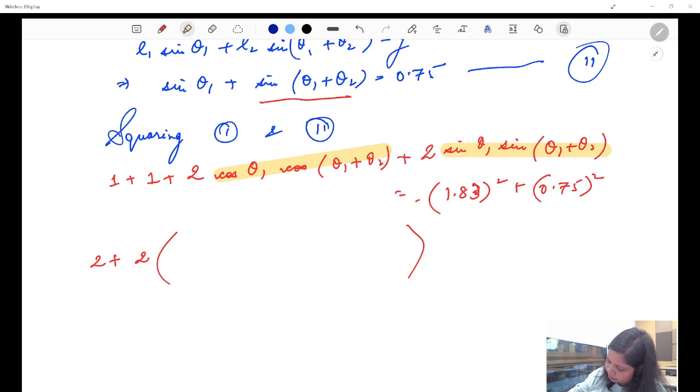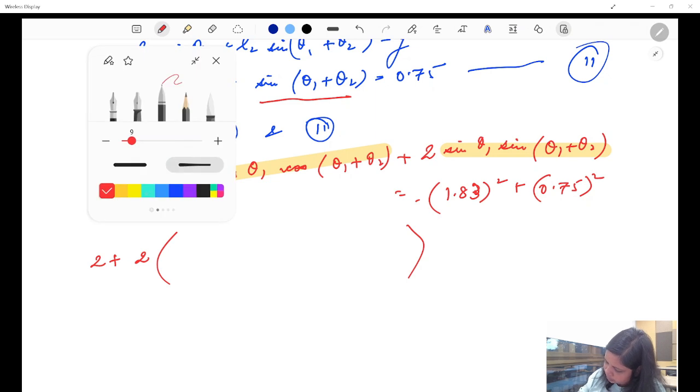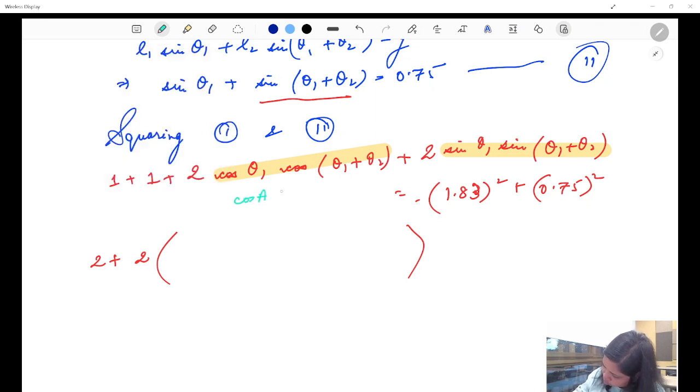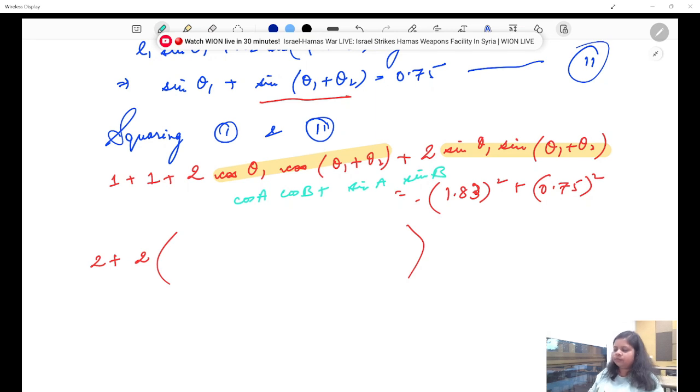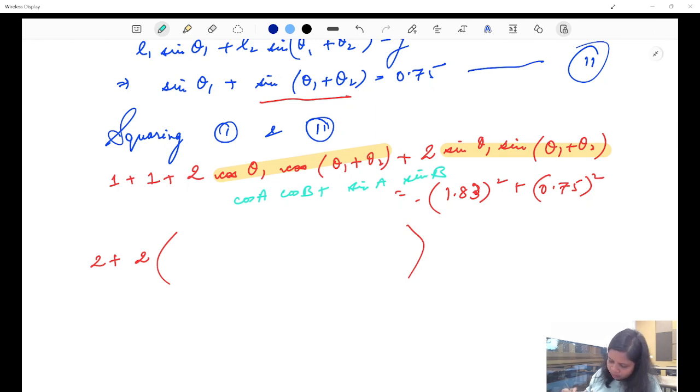So you can see it will be cos A cos B plus sin A sin B, right? It is this identity only. So what is cos A cos B plus sin A sin B? Is this cos A minus B? Cos A minus B. Right, very good. So this is cos A minus B. So cos theta 1 minus theta 1 plus theta 2.